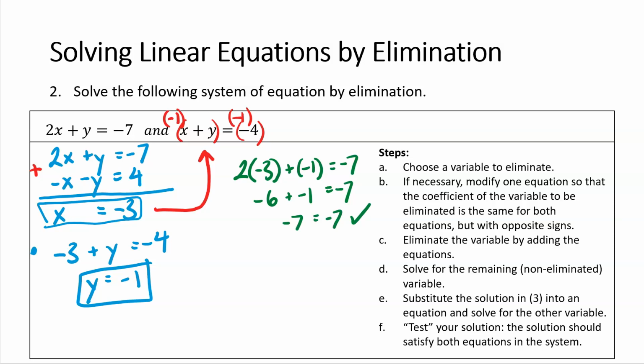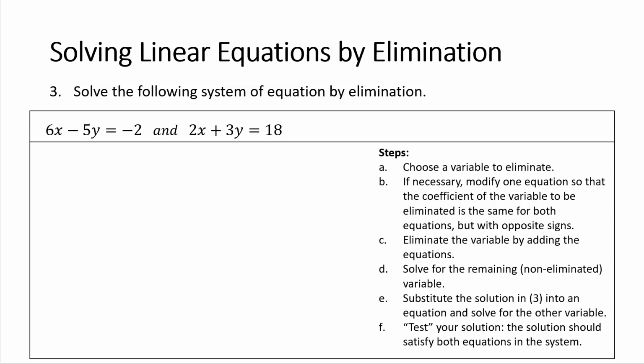The second equation, the original equation before I multiplied by negative 1, was x plus y equals negative 4. So x plus y equals negative 4. Is that true? Negative 3 plus negative 1 is negative 4. That works out just fine. So the solution of negative 3 and negative 1 works.